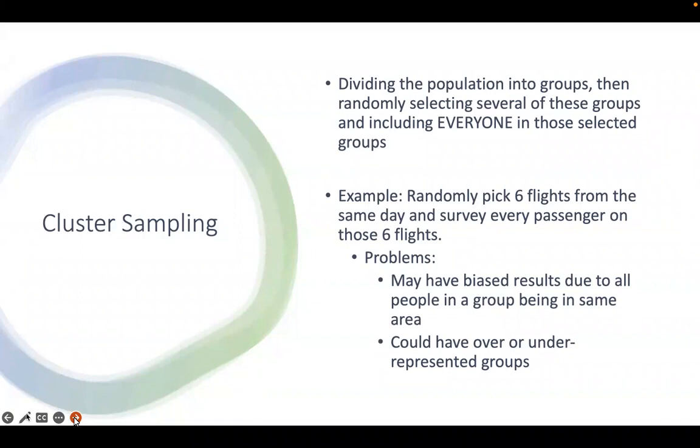For an example, there's a lot of flights, right? Airplanes that fly every day. So we're going to randomly pick 6 flights from the same day, and we're going to survey every passenger on those 6 flights. So if there's 120 passengers on the plane, we talk to all 120, but we're only talking to 6 flights. Now, this is a lot easier than some because we're clustering our people together, as you will.